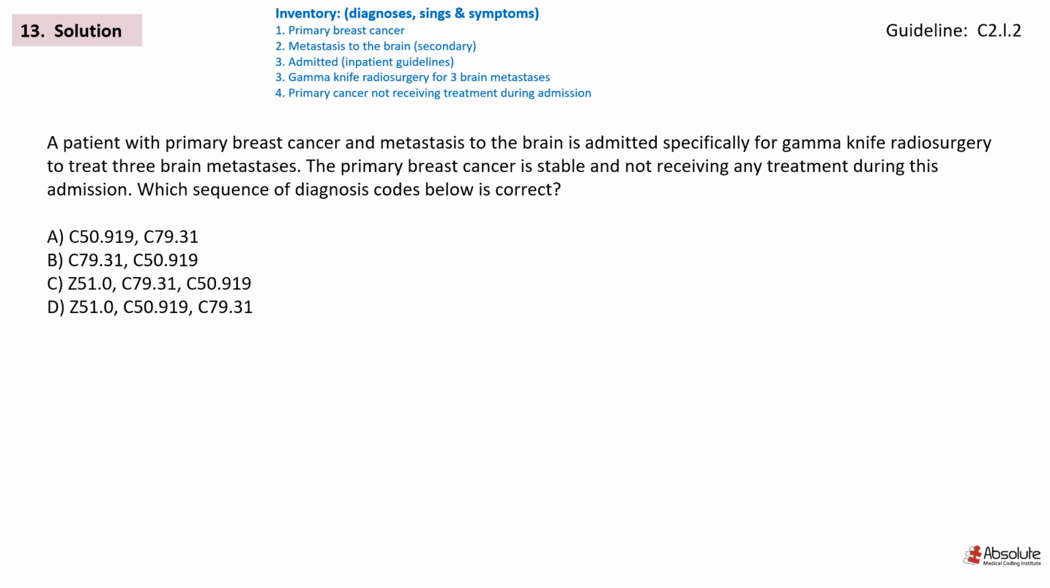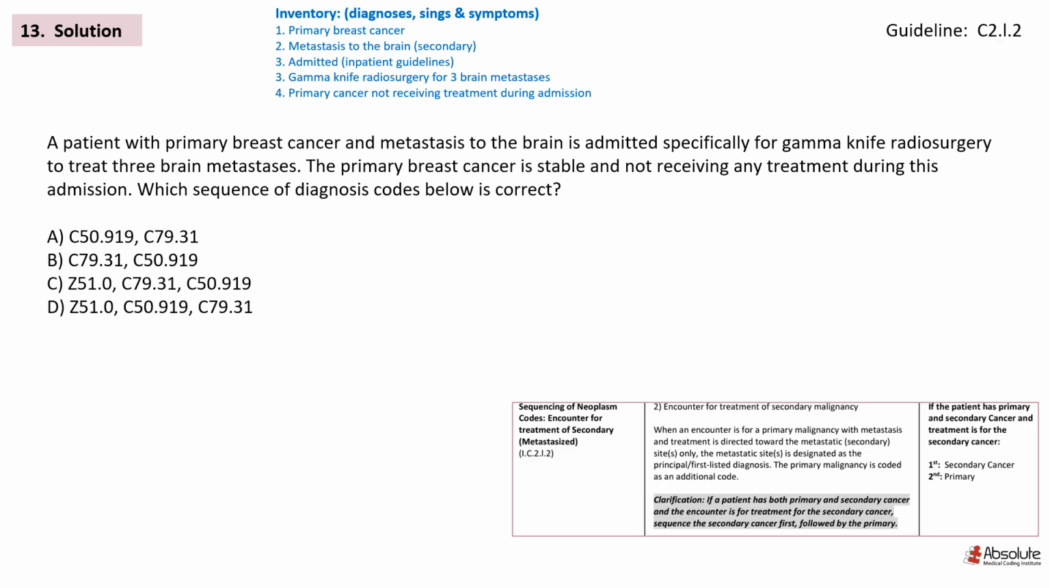The guideline that I used to help me solve this scenario was Chapter 2, I2. And this states if the patient has primary and secondary cancer and treatment is for the secondary cancer, you list first the secondary cancer and second the primary. And as our encounter specifically states that the primary breast cancer is stable and isn't receiving any treatment during the admission, based off of this, what can we eliminate on sight?